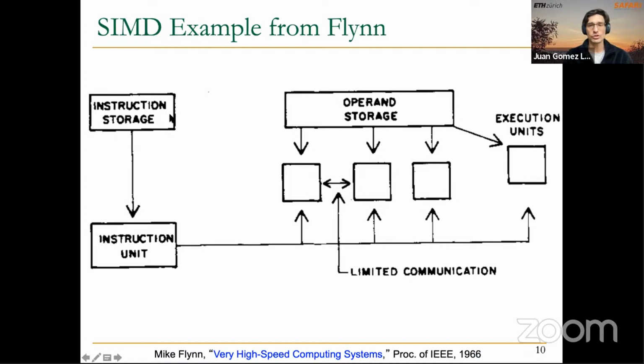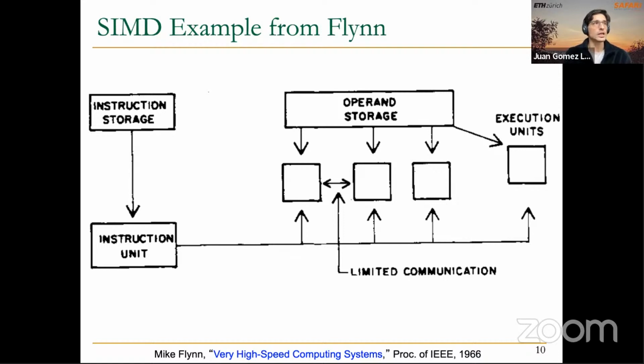Here we have an instruction storage, and an instruction unit that is fetching instructions from this instruction storage and distributing these instructions to some execution units. As you see, all the execution units have access by themselves to the operand storage. This is different from the MISD machine, because in the MISD machine, the data is coming from the same place, so it's input to one processing element, and then it propagates after that processing element or execution unit.